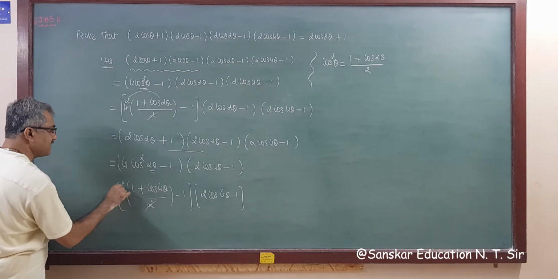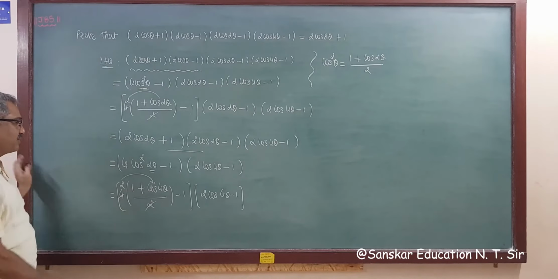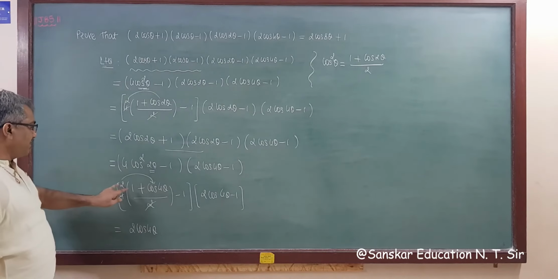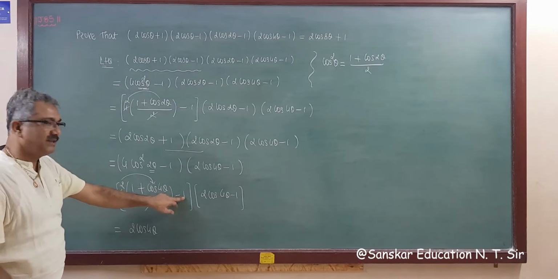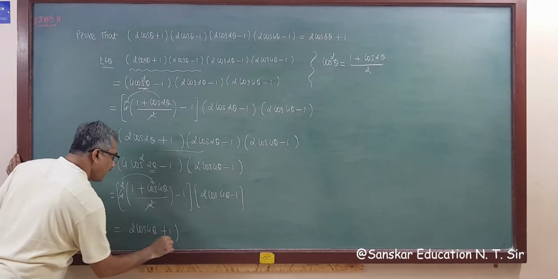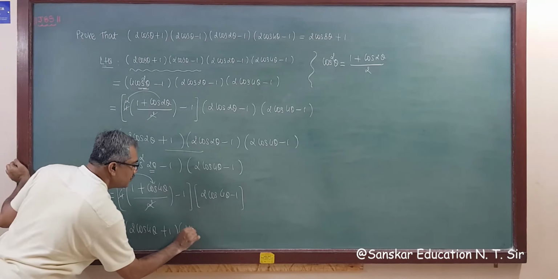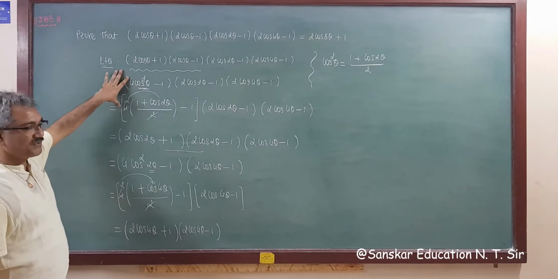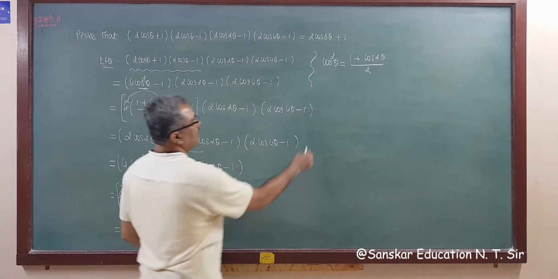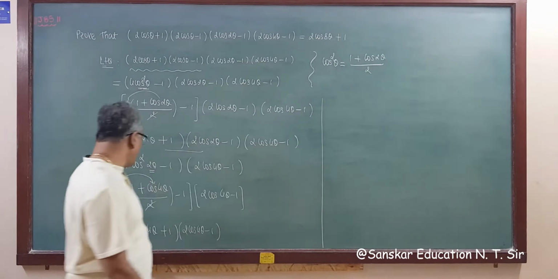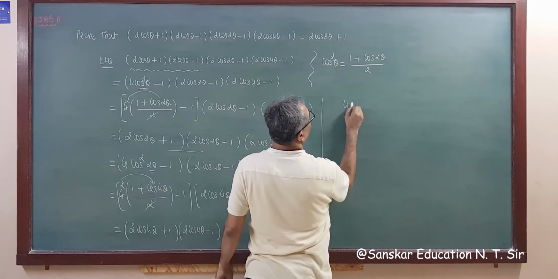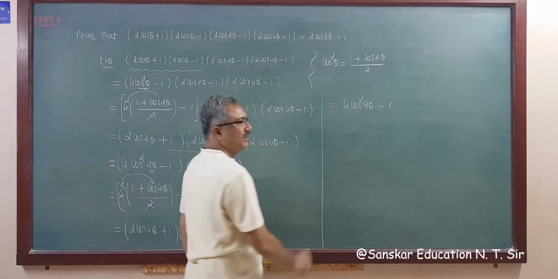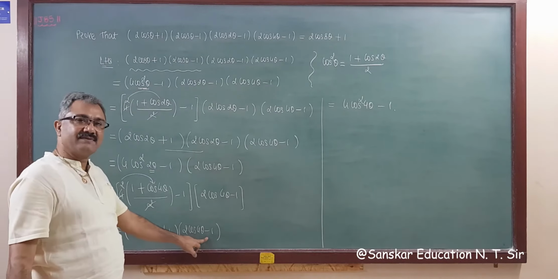Once again, this is cancelled. If you multiply with these 2, then this is 2 cos 4 theta, and multiply by this 2 and minus 1, that is plus 1. So this is 2 cos 4 theta plus 1. So once again repeating these two steps, a plus b, a minus b. So what is your answer now? 4 cos square 4 theta minus 1 is the answer.